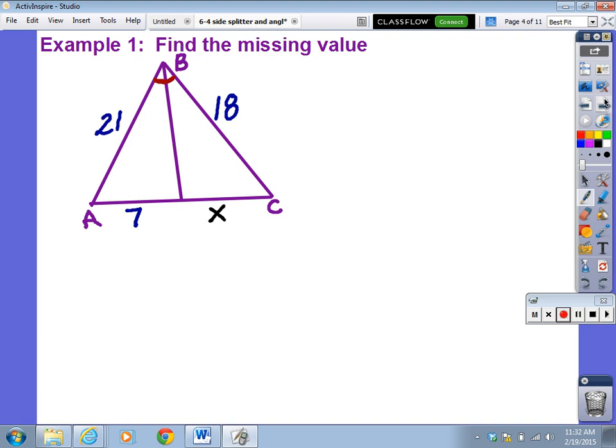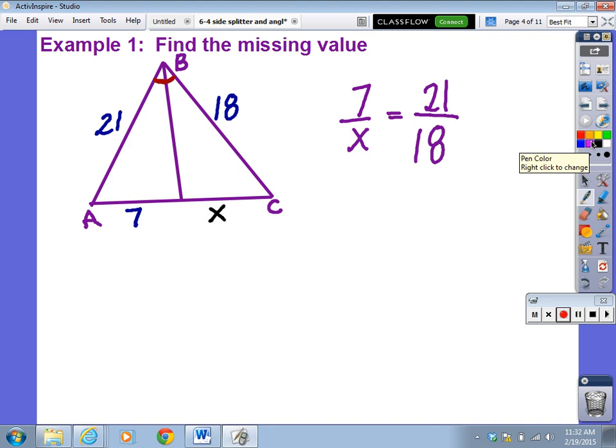So we're going to do 7 over x will be equal to, now if I started with this triangle, I need to stay with this triangle to stay consistent, so 21 over 18. We could have gone the other way though. We could have gone x over 7 will be equal to 18 over 21. We just need to stay consistent. Does that make sense? All right, so let's go ahead and solve for x then.